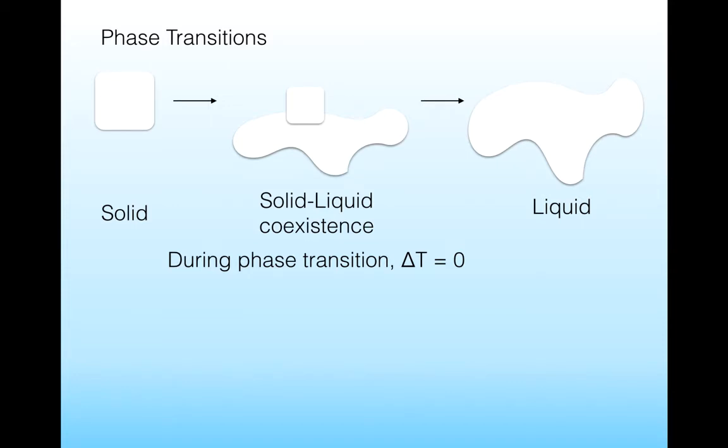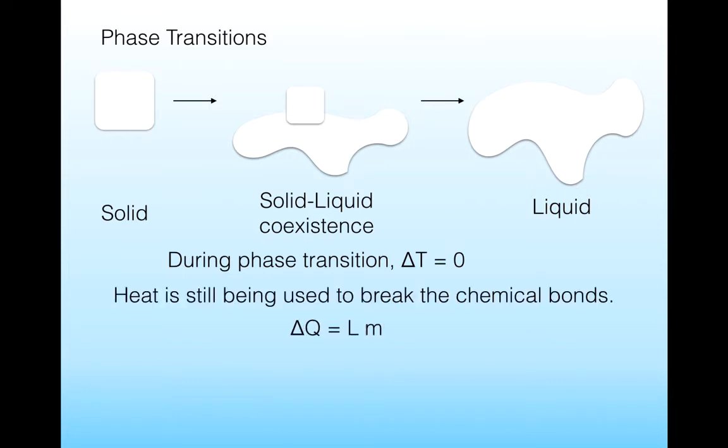So if we try to use the traditional change in Q is proportional to change in T, we'd actually find that the change in T was 0 during this process. And yet we know heat must have been absorbed by the ice cube in order to cause it to melt. So what's being done? In this case, heat is being used not to change the temperature of something, but rather to break the chemical bonds.